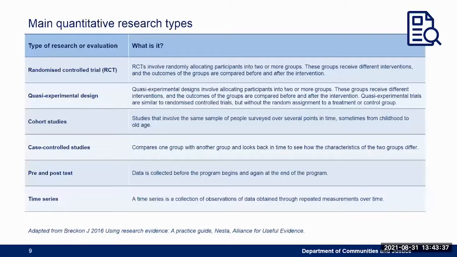Okay, so I've provided a little bit of a list here about the main quantitative research types. Some of these types are more common in the health and medical field. So the ones that I've commonly come across in social welfare are RCTs, quasi-experimental design, and the two bottom ones, the pre and post test and the time series or interrupted time series.